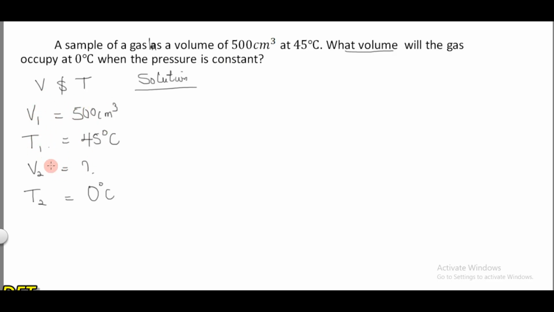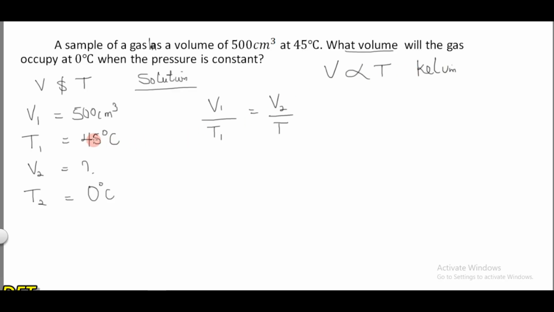Obviously, this is an application of Charles' law. From Charles' law, we know that V1 over T1 is equal to V2 over T2. Charles' law states that the volume of a fixed mass of gas is directly proportional to the absolute temperature in Kelvin, provided the pressure remains constant. So we measure the temperature in Kelvin. This is very important.